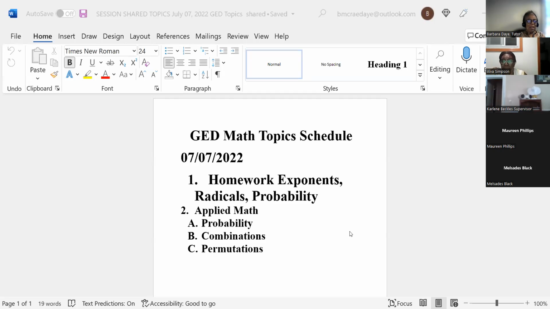Okay, this is what we'll do today. We'll go over the homework in detail because Maureen sent me homework, Mercedes sent me homework, and I see that you're still having some problems with some of the topics that we'll go over. So we'll do the homework, and we'll do some more probability, and probably won't get to combinations and permutations. Probably get to that on Monday. All right, so let's go to our homework first.